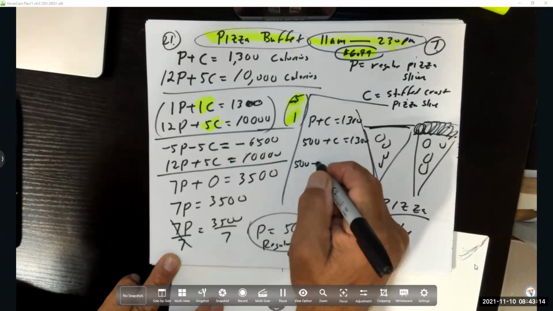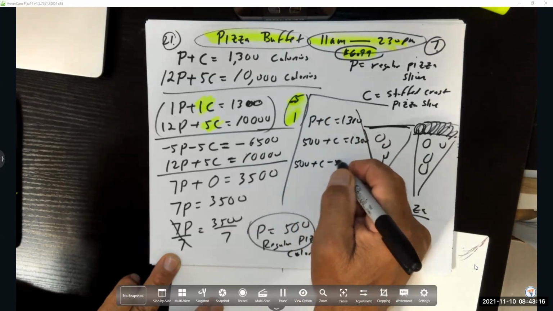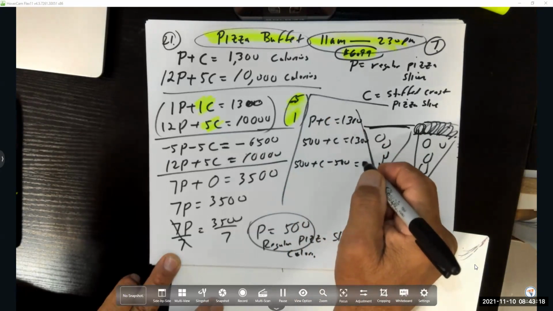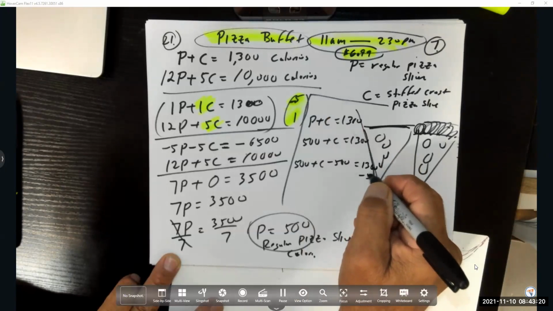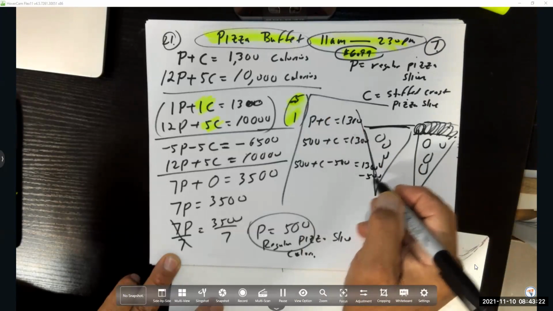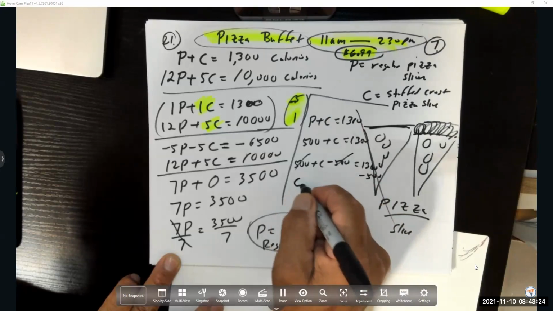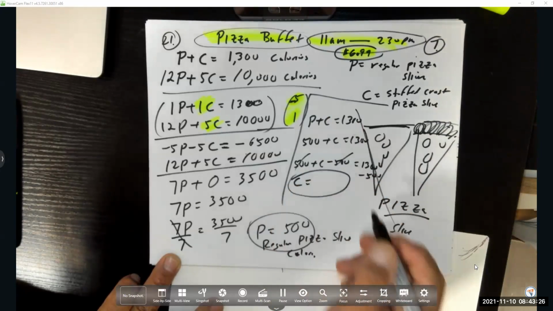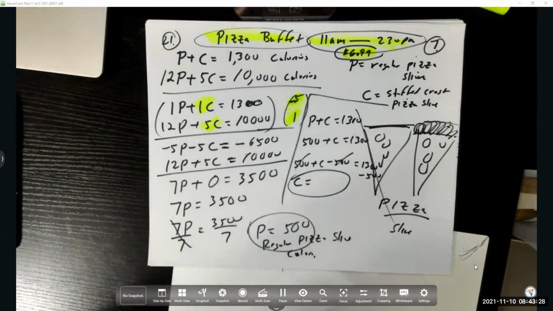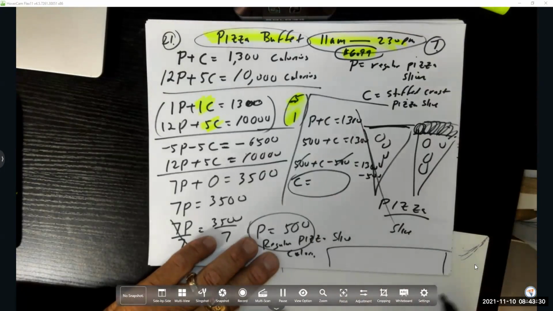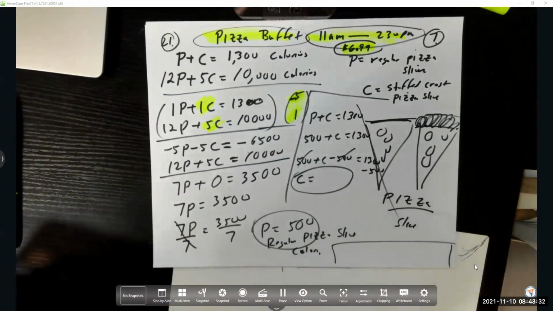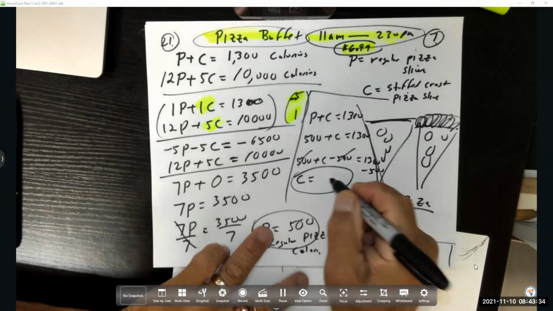So 500 plus C minus 500 equals 1,300 minus 500. Is that right? Yeah, these are gone. So C is, and I don't know what that is. What's 1,300 minus 500? Tell me. 800. 800. Okay.